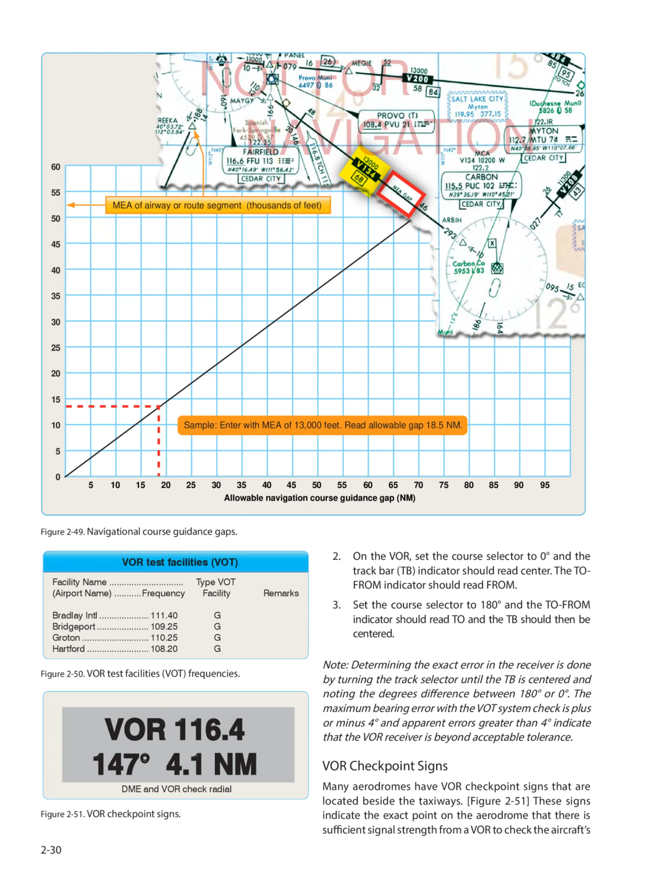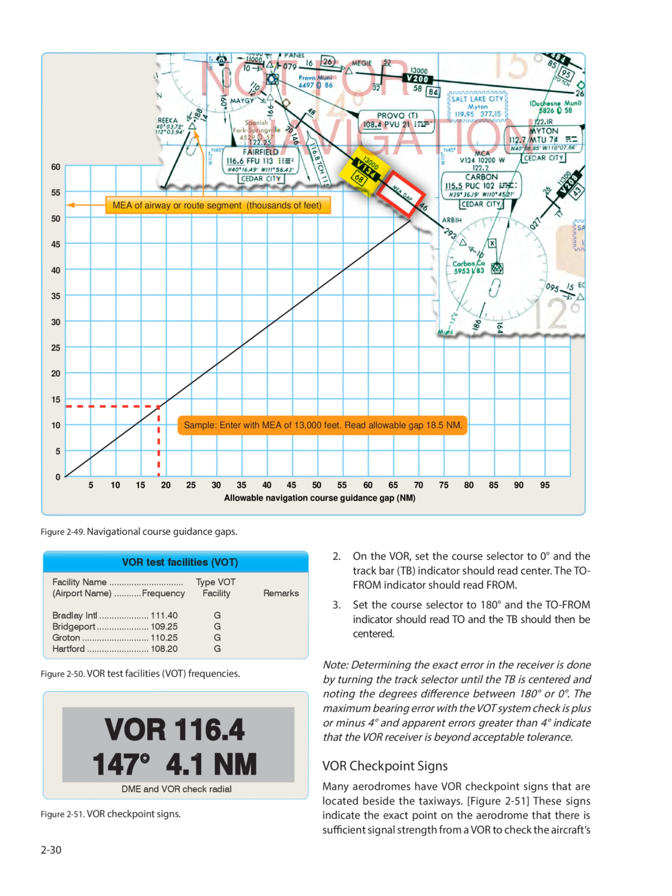2. On the VOR, set the course selector to 0 degrees and the TB indicator should read center. The to/from indicator should read from. 3. Set the course selector to 180 degrees and the to/from indicator should read to and the TB should then be centered. Note: determining the exact error in the receiver is done by turning the track selector until the TB is centered and noting the degrees difference between 180 degrees or 0 degrees. The maximum bearing error with the VOT system check is plus or minus 4 degrees, and apparent errors greater than 4 degrees indicate that the VOR receiver is beyond acceptable tolerance.